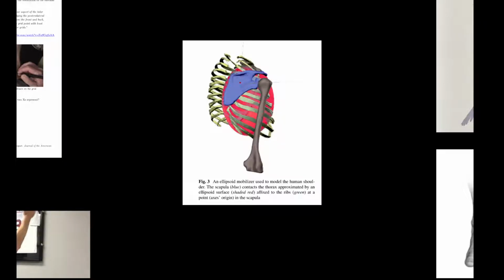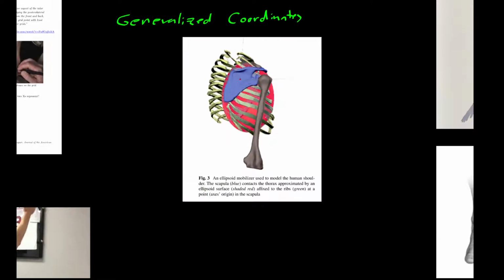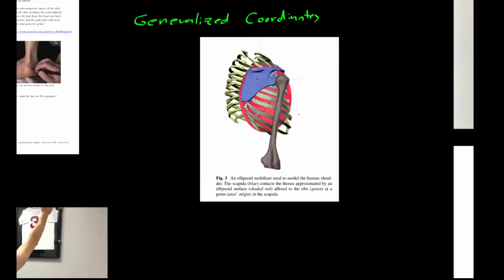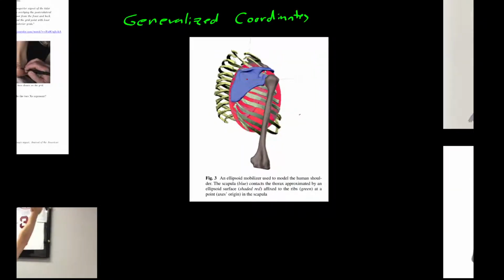I got a question last week about complex joints and why using generalized coordinates is helpful. So let's think about that for a few minutes. I introduced this idea of generalized coordinates last week to help us deal with situations where we have something that doesn't really behave like a nice, easy hinge joint or ball and socket joint.